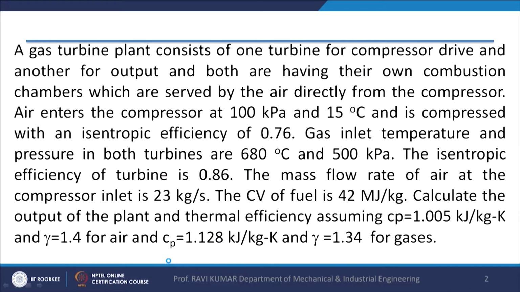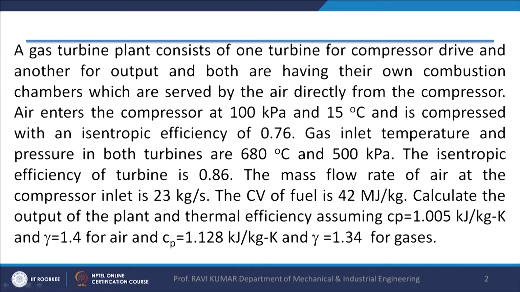So we will start with a numerical on the gas turbines. A gas turbine plant consists of one turbine for compressor drive and another for output. It means there are two turbines. So there is one compressor, air is coming from here. After getting compressed, it has two turbines. One turbine is exclusively driving this compressor. Another turbine is producing the output, right?